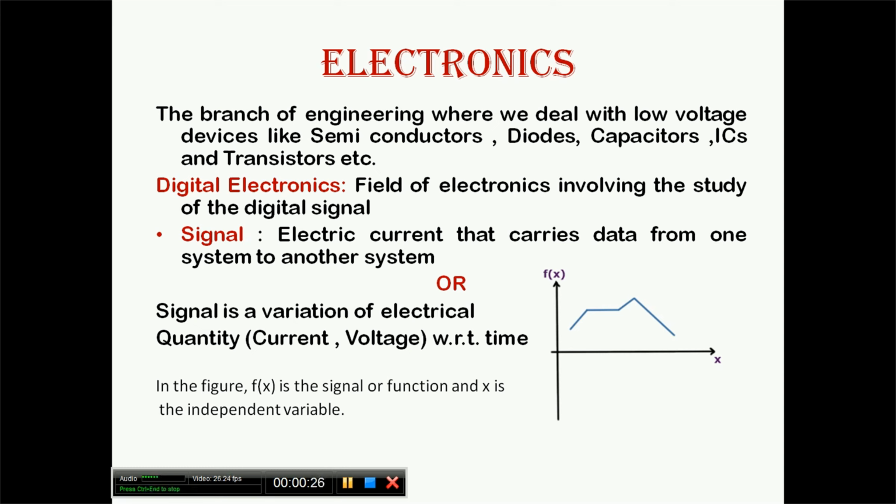Electronics is actually made up of two words, electron plus mechanics. So this means the behavior of the electron under some applied conditions of electric field. It is a branch of engineering wherein we discuss low voltage devices, like semiconductors, capacitors, transistors, diodes, integrated circuits, etc.